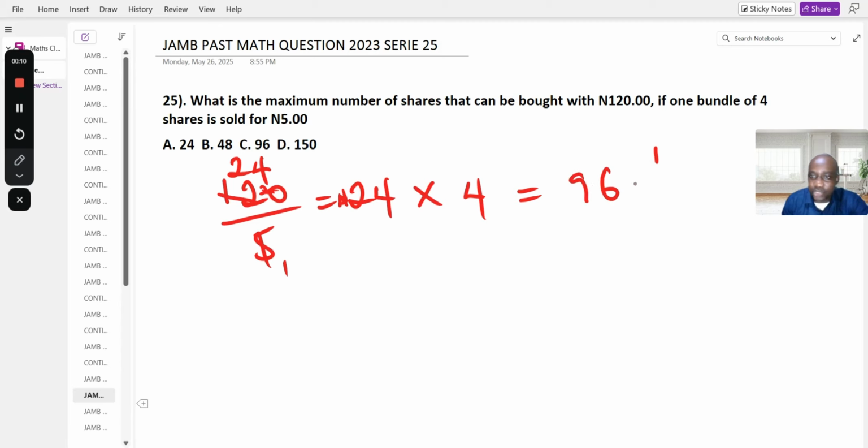Therefore, the total shares we are going to be given is 96 shares. Do we have 96 shares? Yes. C. Our final answer. Therefore, our final answer is C. Let's move to the next question.